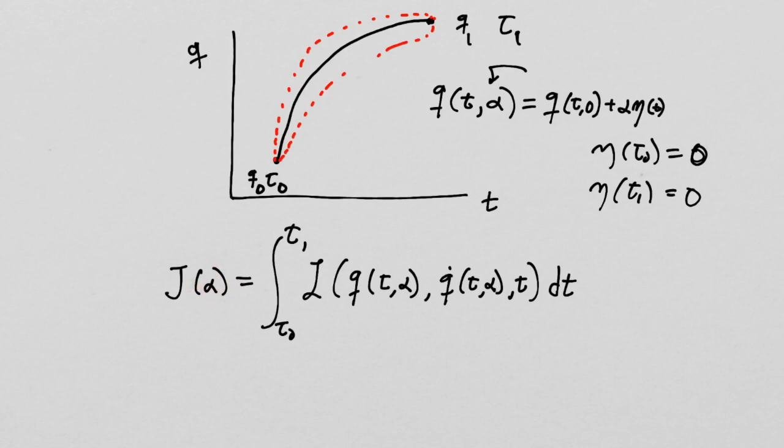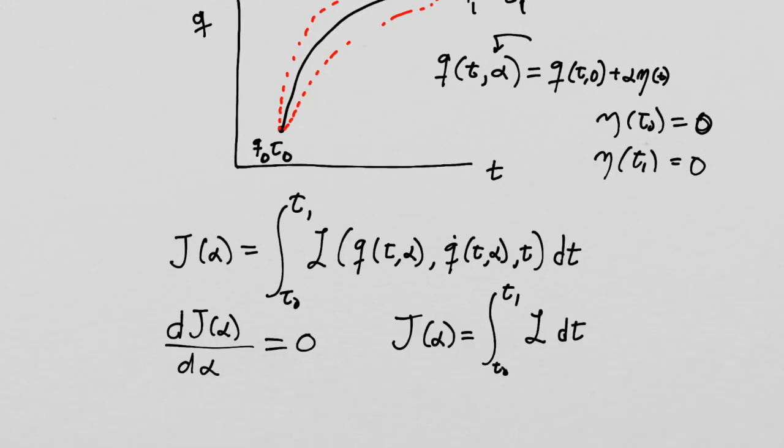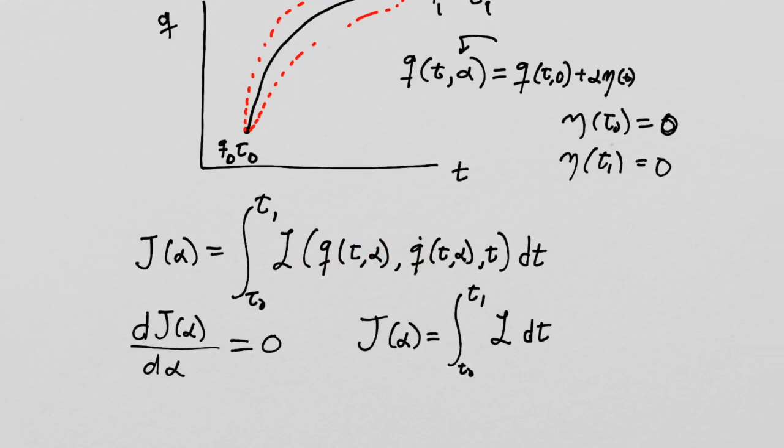And now, once we've done that, what do we mean by stationary? Well, what we mean is that the derivative of J as a function of alpha, with respect to alpha, that parameter, has got to be zero. We're looking for that condition on this integral. So let me rewrite the integral in this form. You've got to understand L is a function of Q and Q dot. You've got to understand that now, and I'm just going to write L. And then now we're going to try to calculate this derivative.